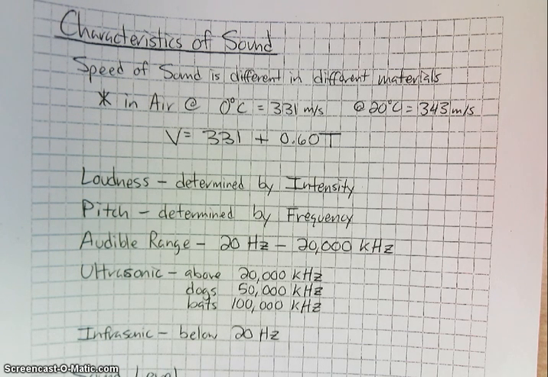Just for fun facts here, dogs can generally hear up to 50,000 kilohertz. That's why we have dog whistles, because they can hear it and we can't. Bats can hear up to 100,000 kilohertz, so they have very sensitive hearing. Things that are below our audible range are called infrasonic, things that are below 20 hertz.